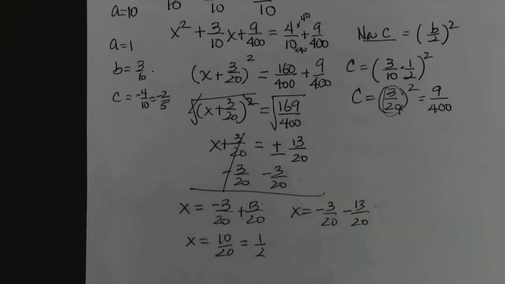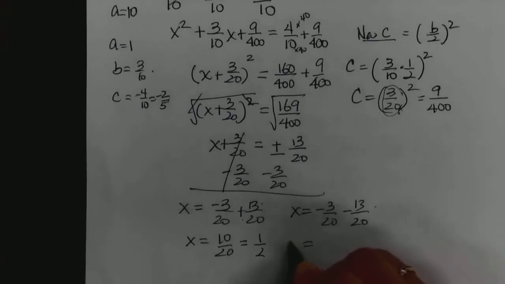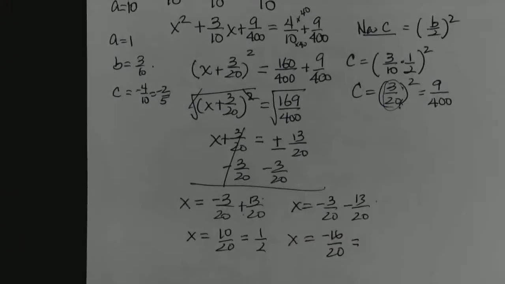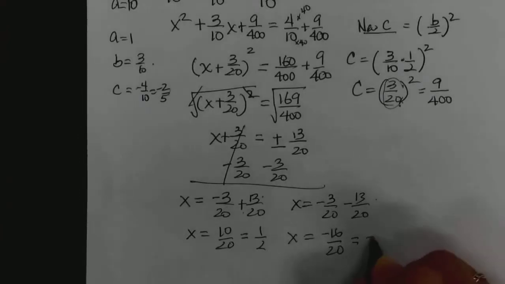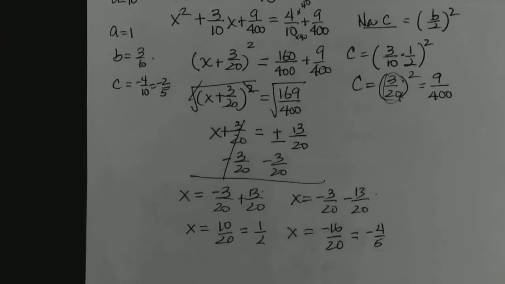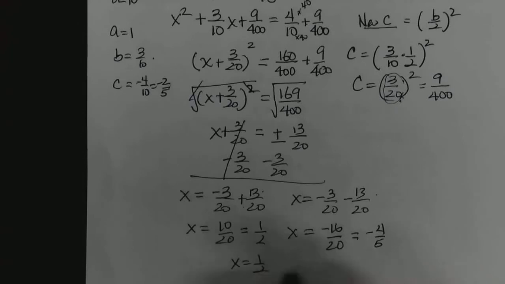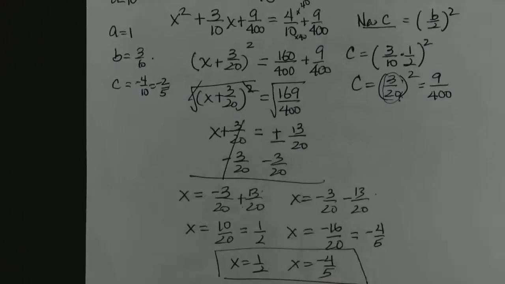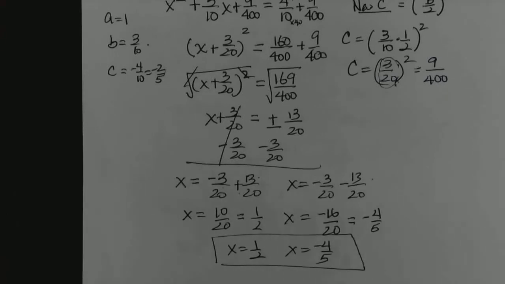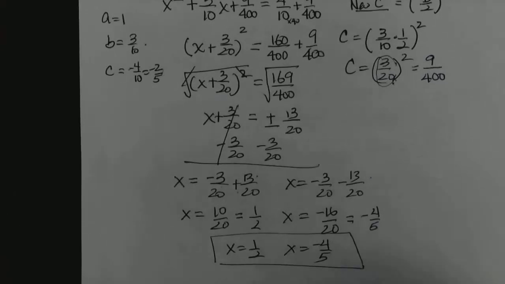What's negative 3 minus 13? Negative 16. So I get x equals negative 16 over 20, which reduces to negative 4 over 5. So those are my solutions. x equals 1/2 and x equals negative 4 over 5. Those are the two points where the parabola crosses the x-axis. Any questions with this one?